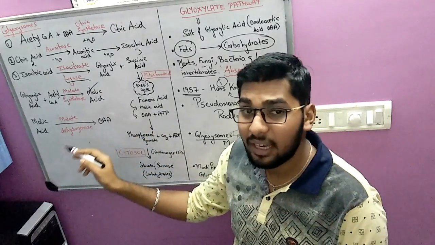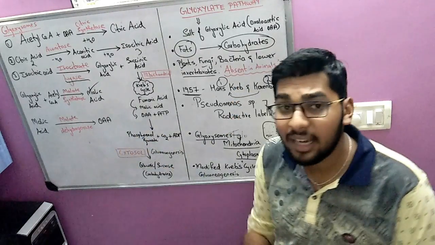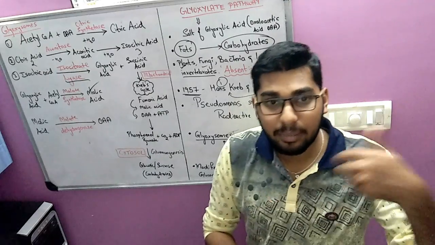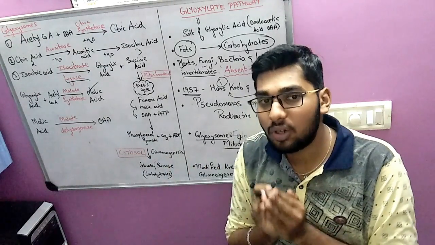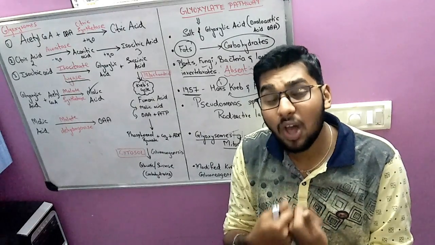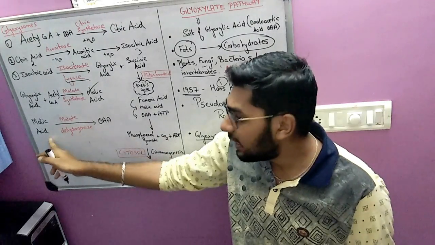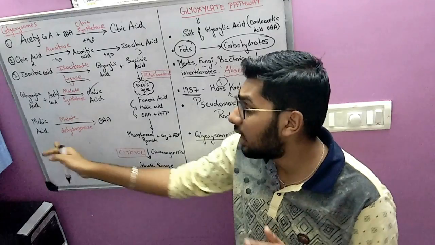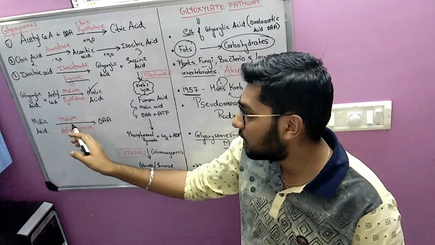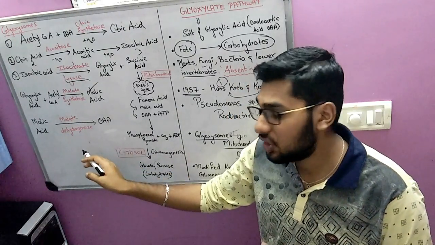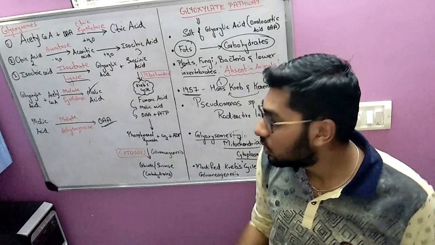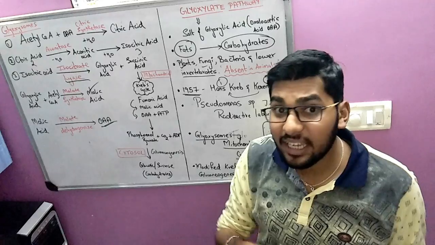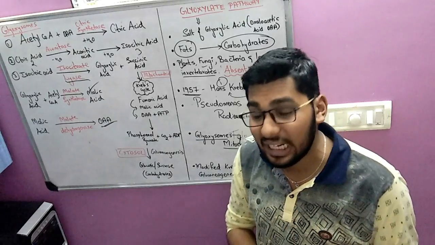This malic acid now undergoes dehydrogenation. Dehydrogenation means removal of hydrogen, and removal of hydrogen is also called oxidation. So malic acid is oxidized in the presence of malate dehydrogenase to form oxaloacetic acid. So the oxaloacetic acid is regenerated.